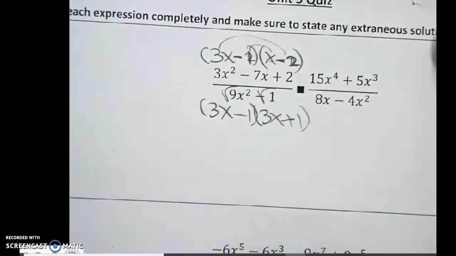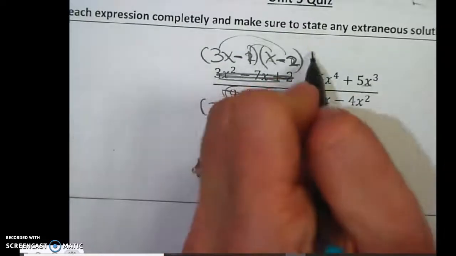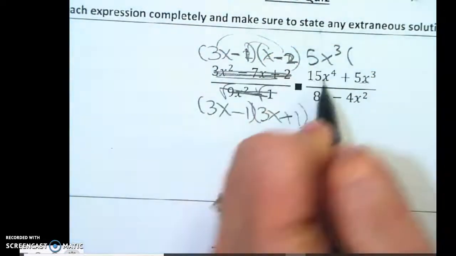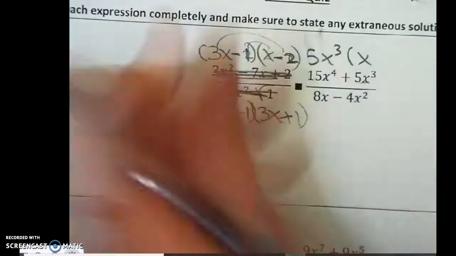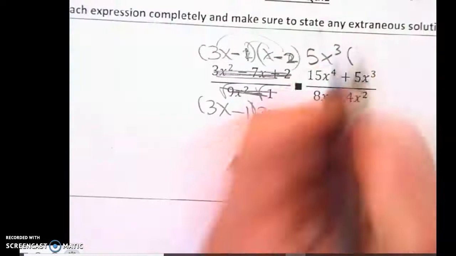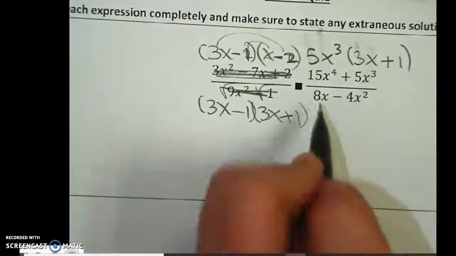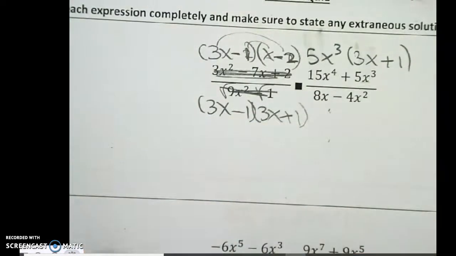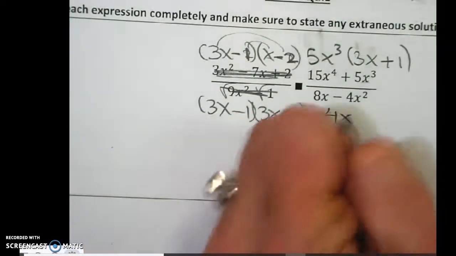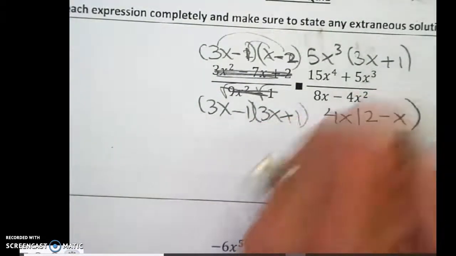Okay. Let me cross this off now so I can keep track. They both divide by 5. Oops, and there's a whole bunch of x's that they have the same. So I'd be left with x. Oops, okay, I'm doing awesome. I'd be left with 3x plus 1. And they both have a 4 in common and an x. So I'd be left with 2 minus x.